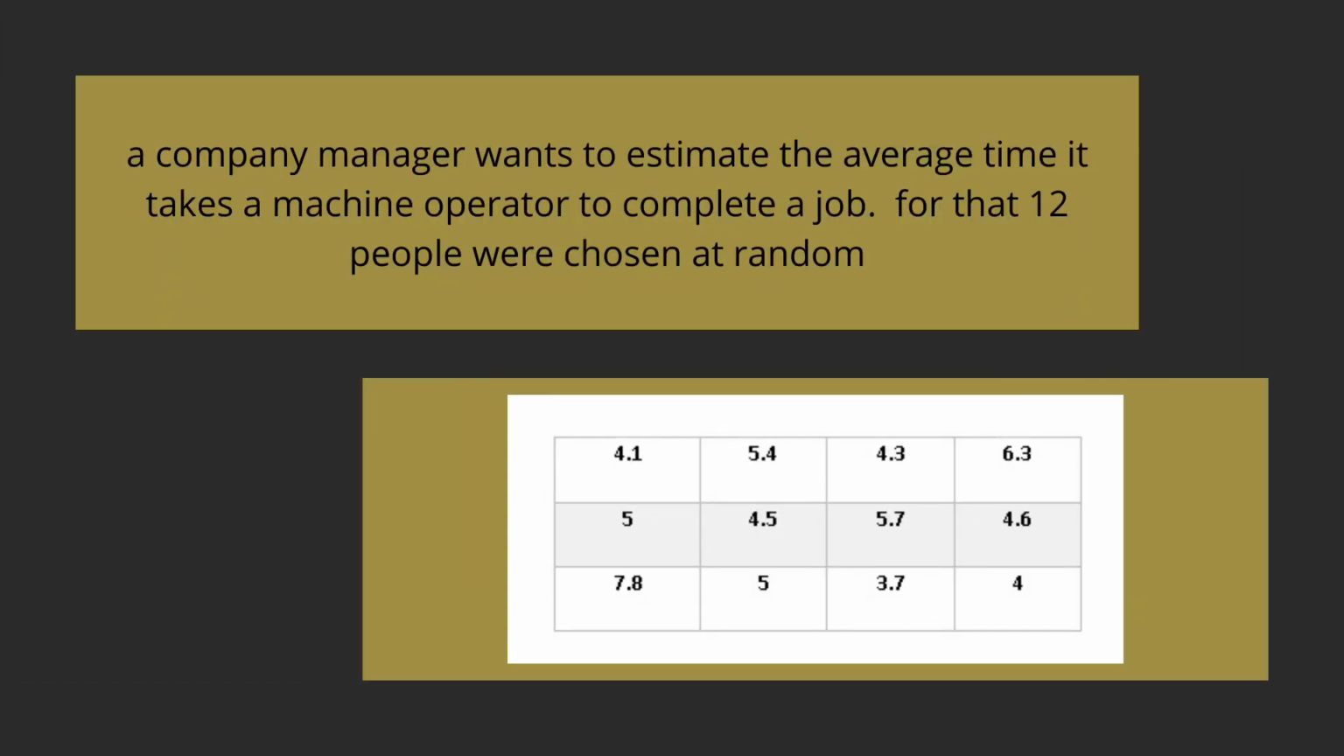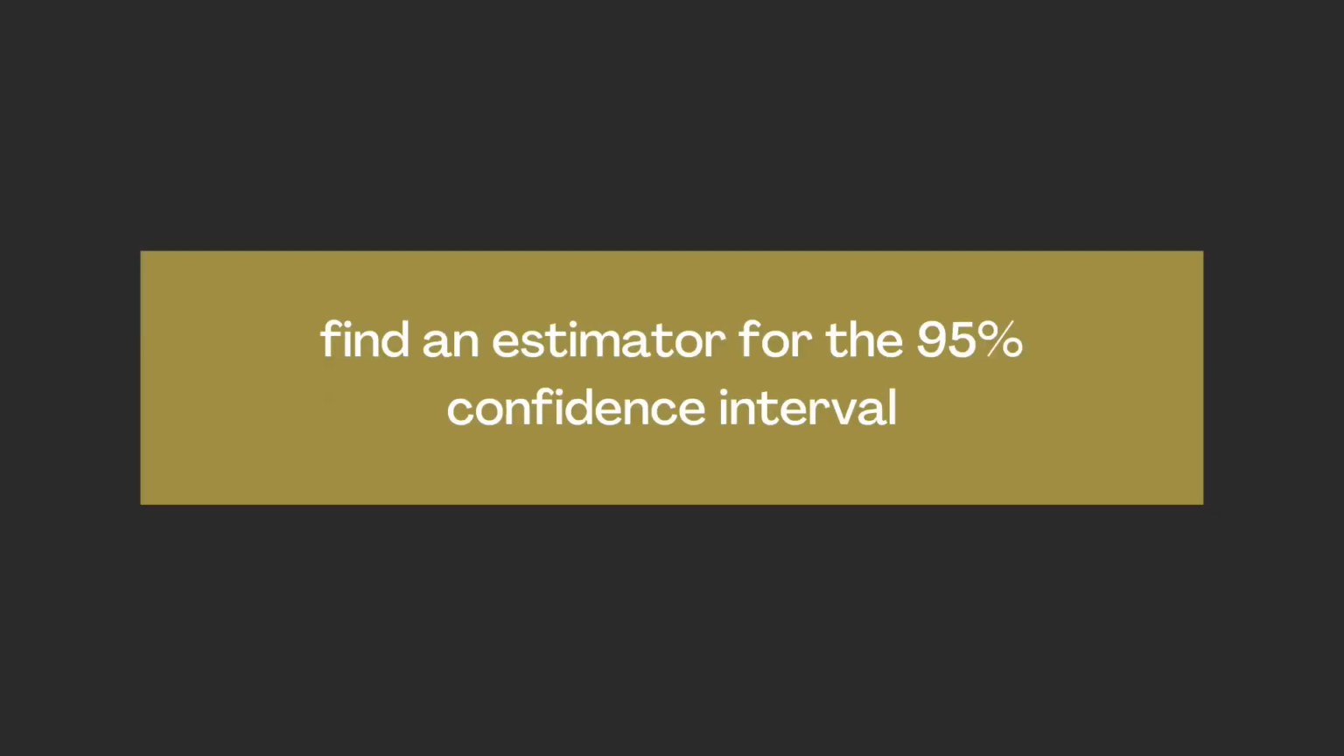And now let us move on to the problem. A company manager wants to estimate the average time it takes a machine operator to complete a job. For that, 12 people were chosen at random. And now we will find an estimator for the 95% confidence interval using SPSS. Let us take a look.